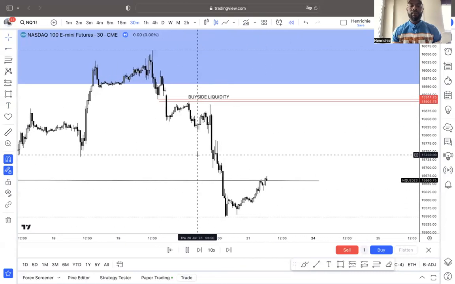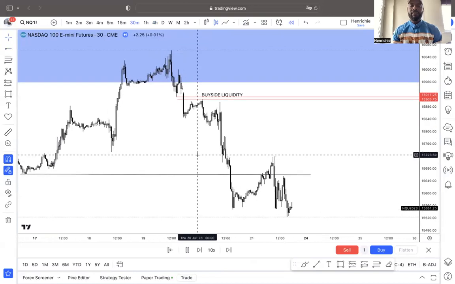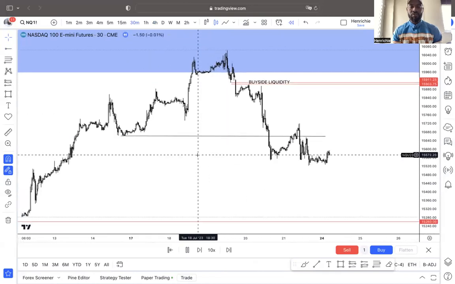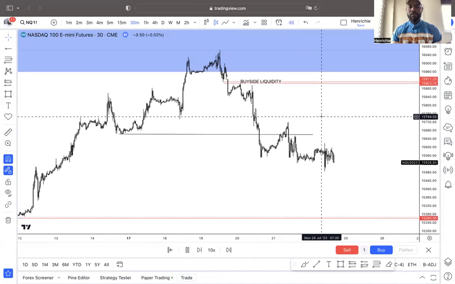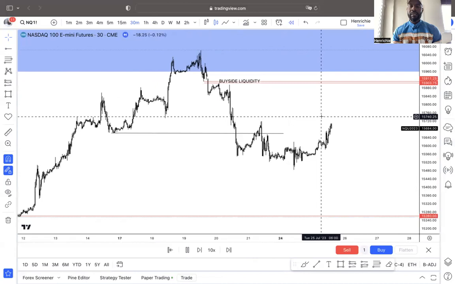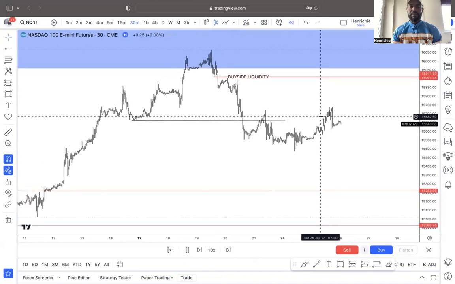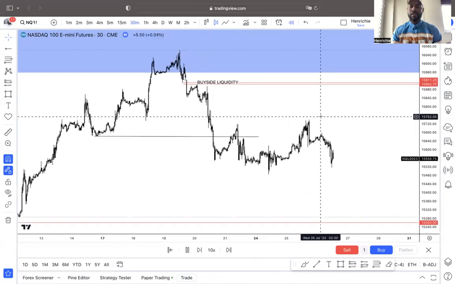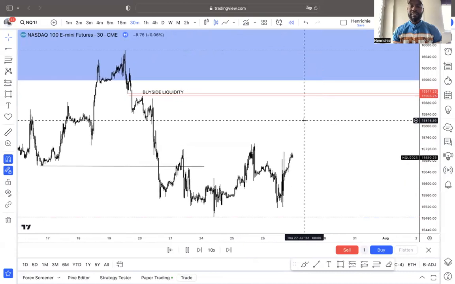And once we do, I'll be waiting to see a 4-minute shift in market structure. And once I see that, I'll look for entry and exit positions. So overall, I've outlined my exit positions.